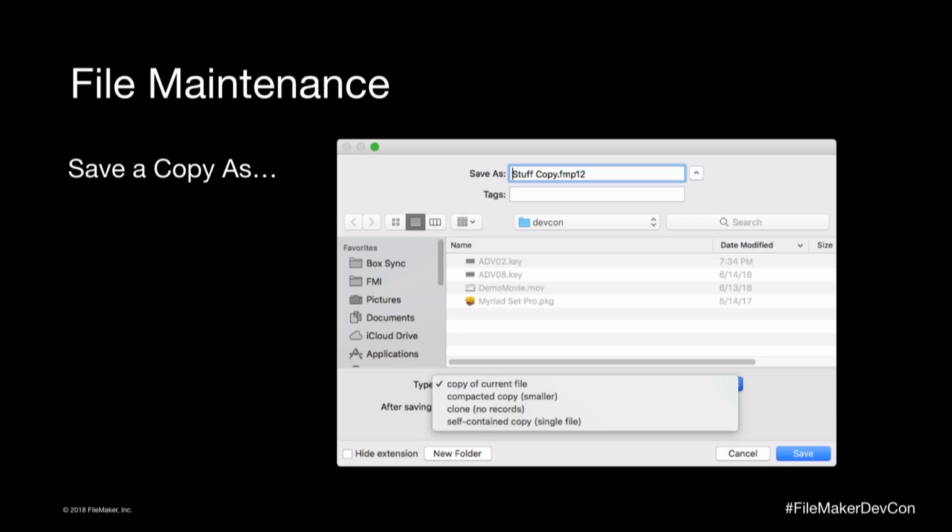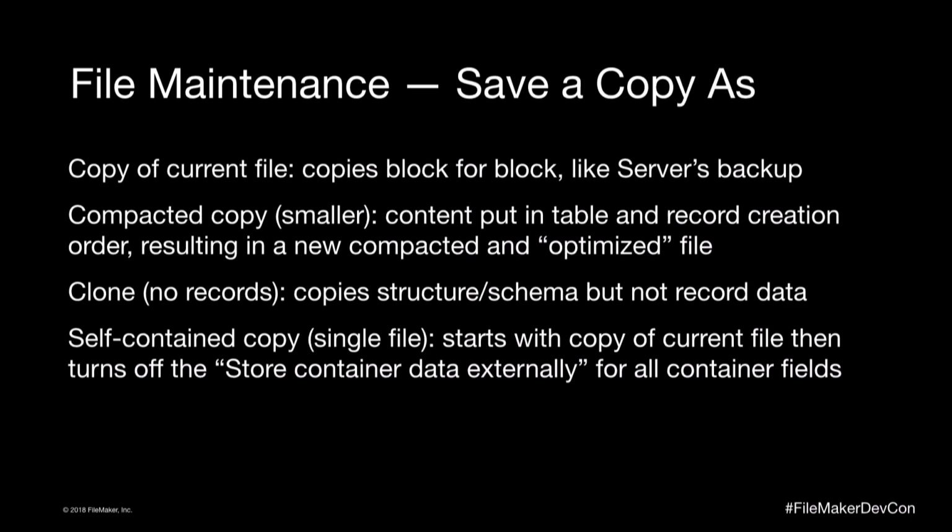So I'm kind of starting off from this dialog here, the Save a Copy As. Because there's a lot of low-level internal stuff that goes on, and all these different choices actually do drastically different things. So we have that dialog we showed you, which has 4 choices: copy current file, compacted copy, clone, and self-contained copy. And then there's actually a bunch of other big operations too that I'm going to go to later.